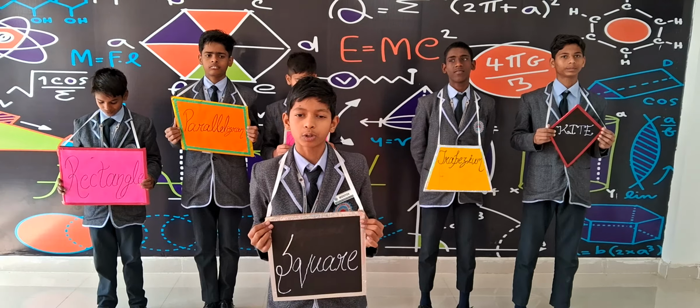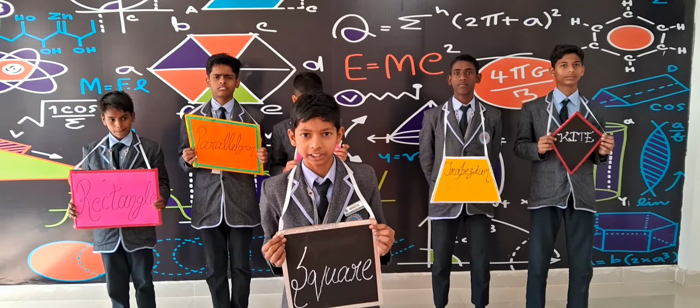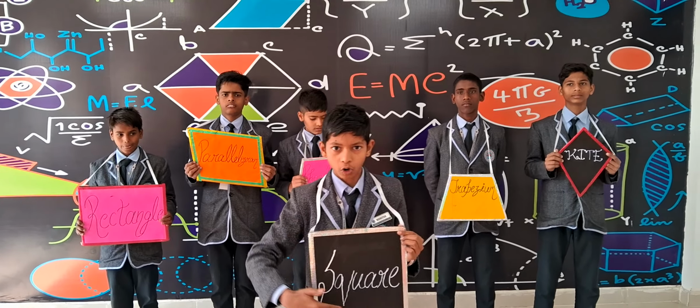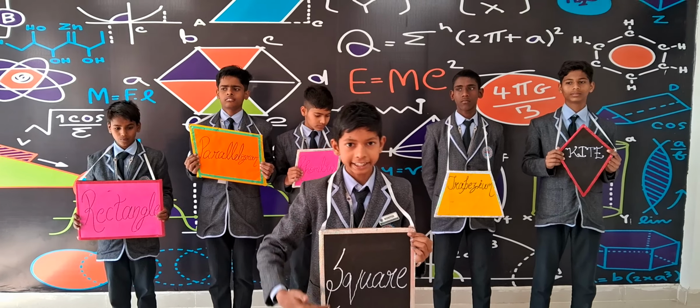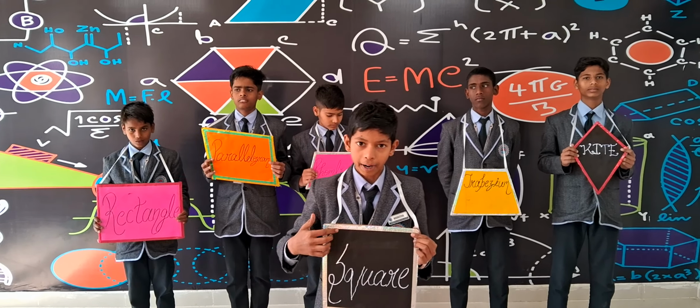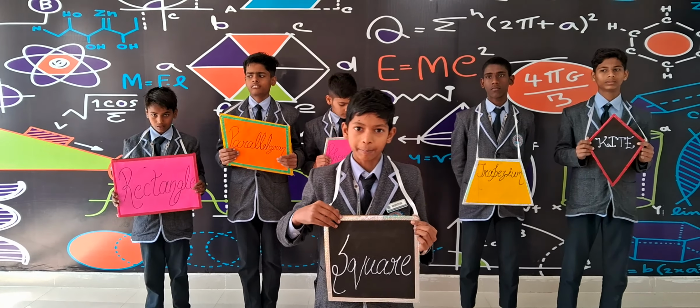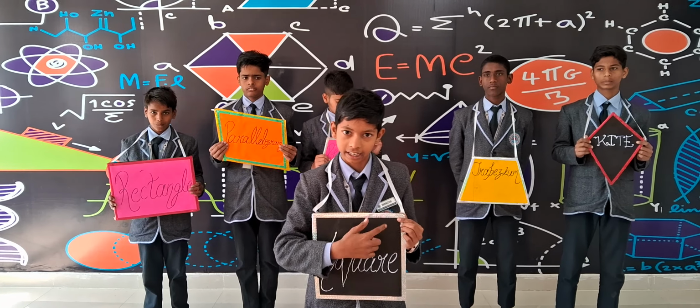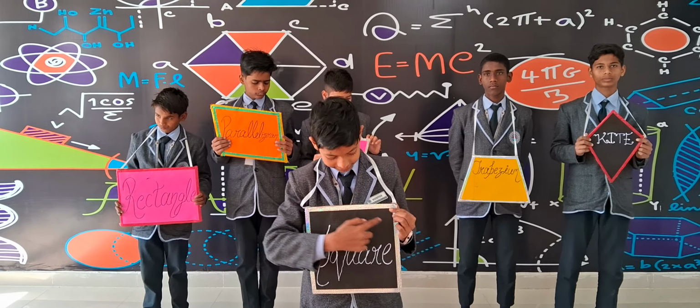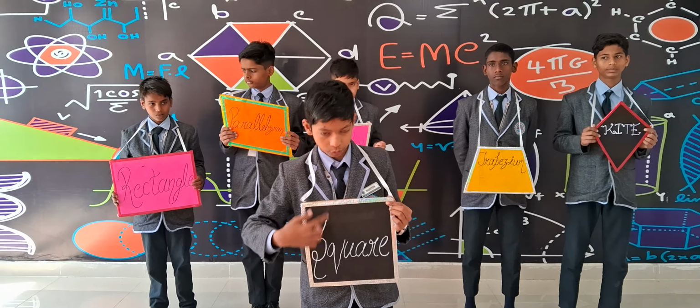Today we are going to represent the types of quadrilaterals. I am square, my all sides are equal and each angle is a right angle. My diagonals are equal and bisect each other at right angle. My area is side into side and my perimeter is 4 into side.